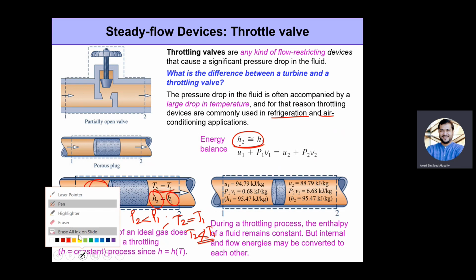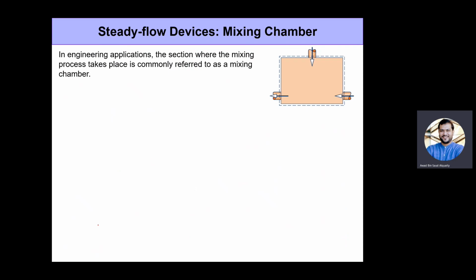Okay, there are a couple of solved examples in the textbook. Please go through them for better understanding of how to make use of this. Okay, it's a very simple concept. I'll not be solving problems on throttling valves. So now let's move on to the other devices, one of which is a mixing chamber.